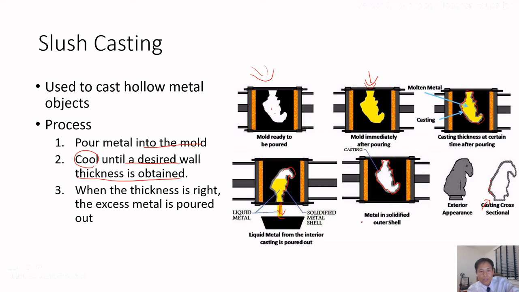So this is tricky. We need to have the right thickness. This is a very tricky process. So we just wait until we have the right thickness, then pour out the excess metal. So that's the slush casting method.